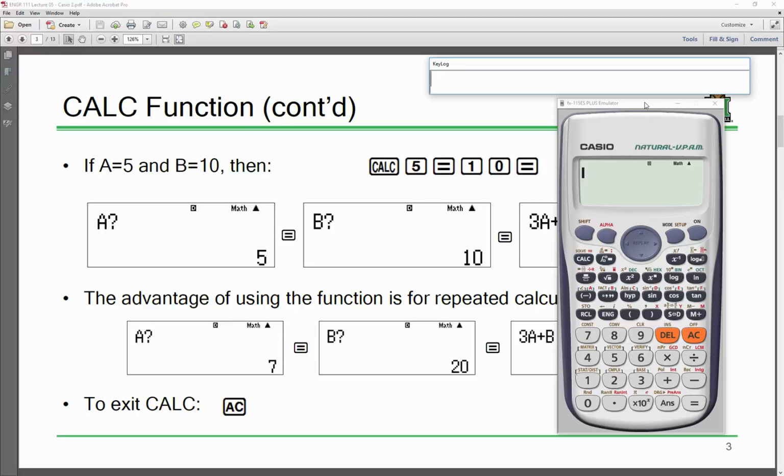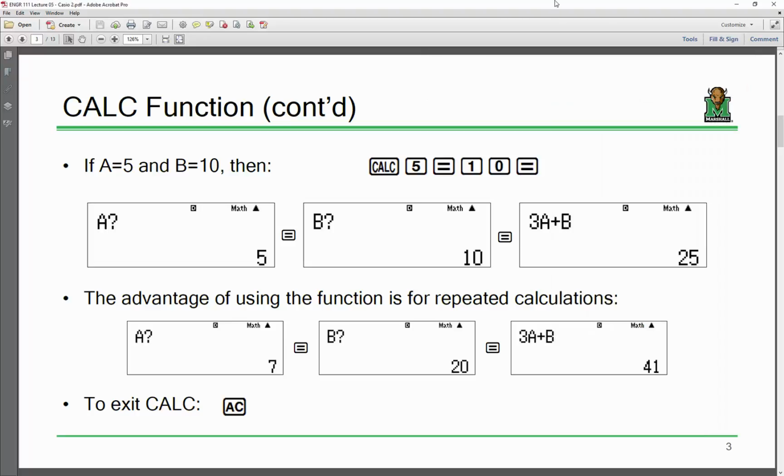So that's basically the long and short of how the calc function works. And again, for a simple expression like 3A plus B, there probably isn't that much benefit, but if you've got a really long expression and a really long set of calculations that need to be performed over and over again, this can help out quite a bit. Okay.